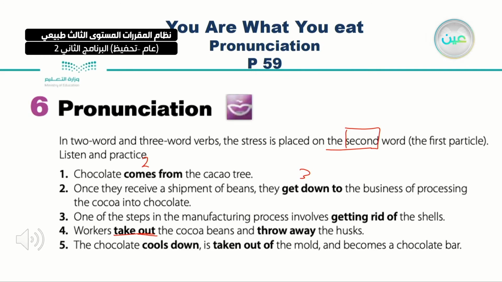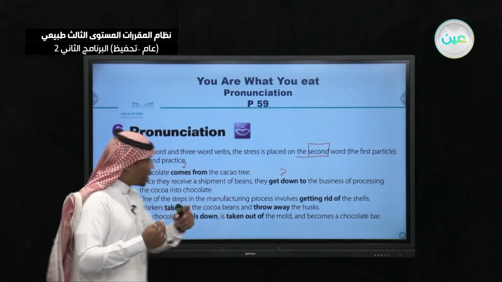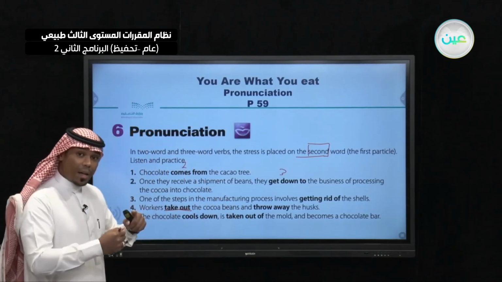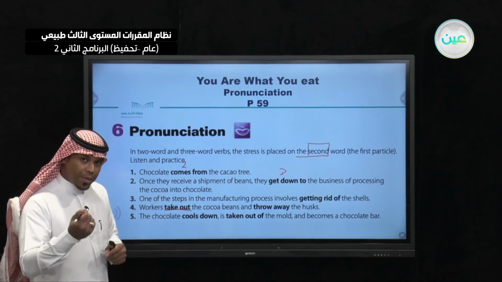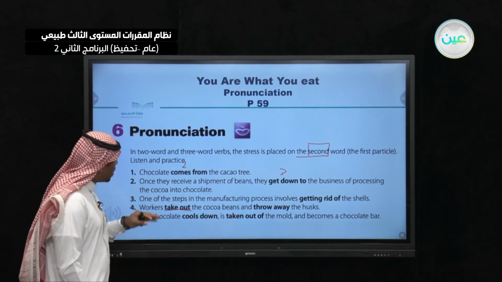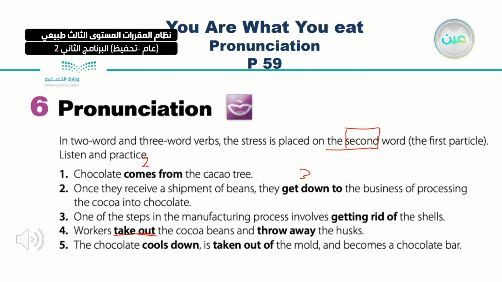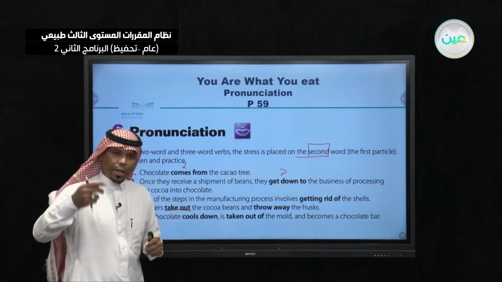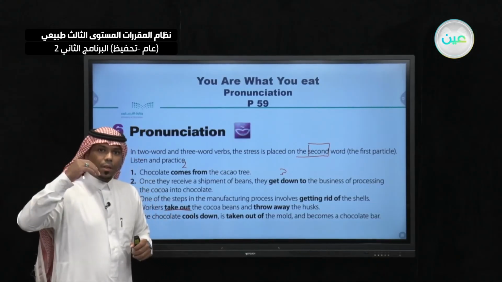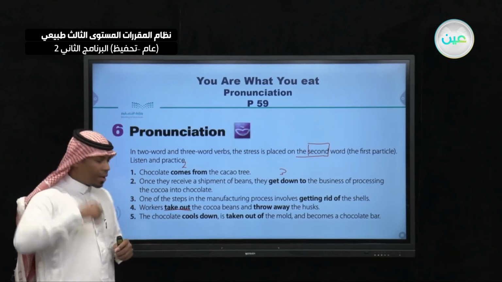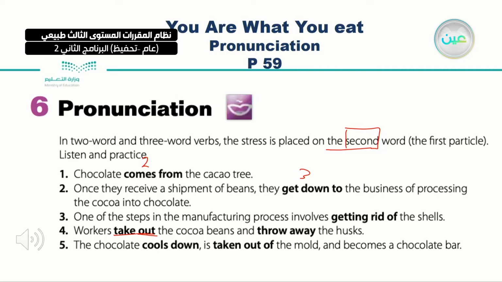Did you repeat after the audio? Very good. Now, let's hear again how we can practice the stress. Okay, let's start with number 1. Chocolate comes from the cacao tree. So repeat after me. Chocolate comes from the cacao tree. Okay, very good.